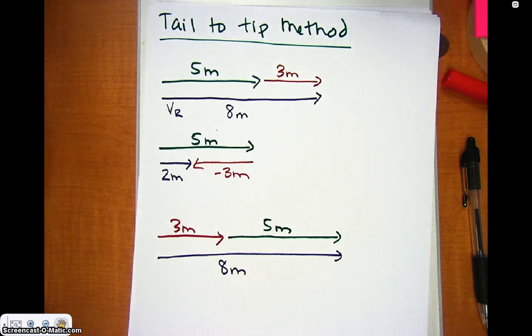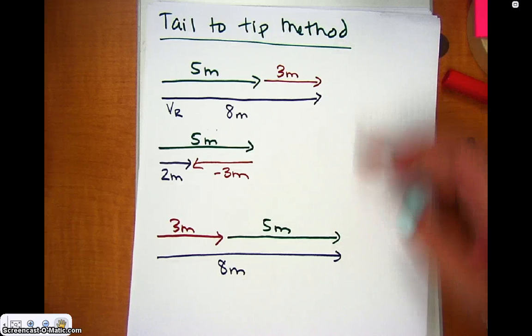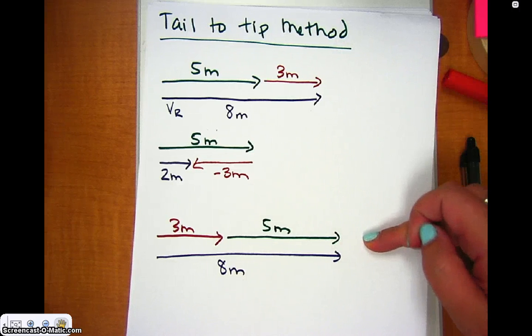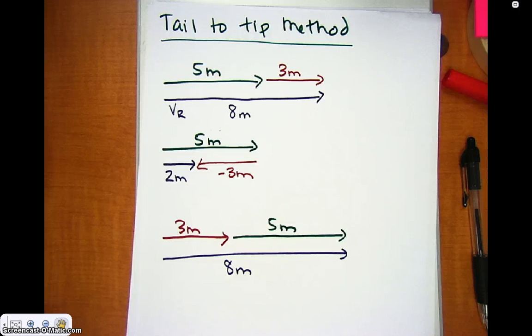So this is really straightforward one-dimensional addition of vectors. In the next video, I'll go into detail on the same concepts using the tail-to-tip method and combining that with our component method to do two-dimensional vectors.